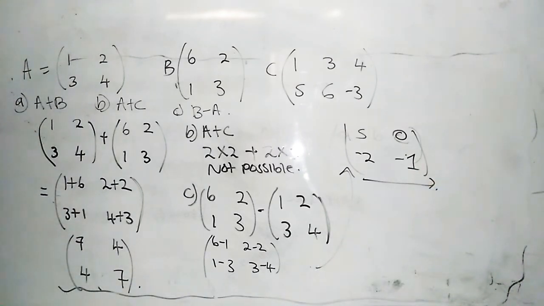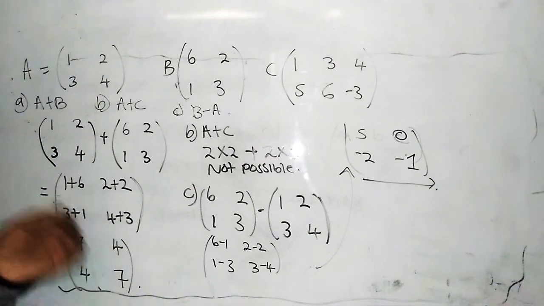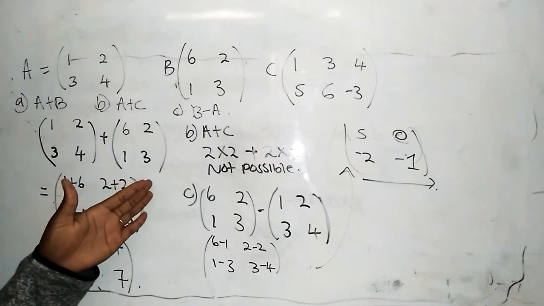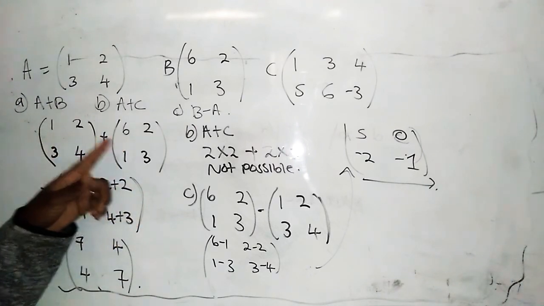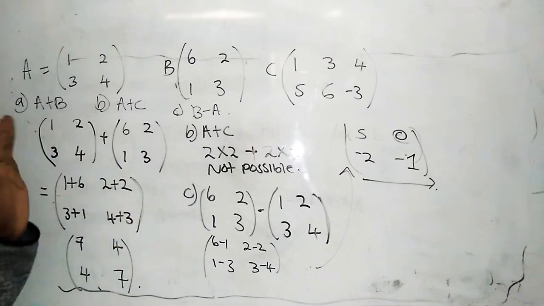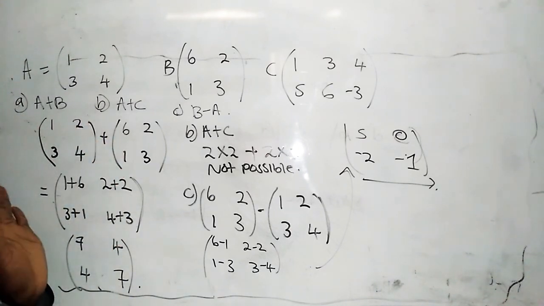So that's all on adding matrices. It's very easy. What you just need to know is that you can only add them when they are in the same order, number 1. Number 2, you add them according to their positions. Like on the first question with 1, 2, 3, 4, adding it to 6, 2, 1, 3, we said 1 plus 6. You don't just say maybe it's 1 plus 3 or 1 plus 1. No. You add them according to their positions.